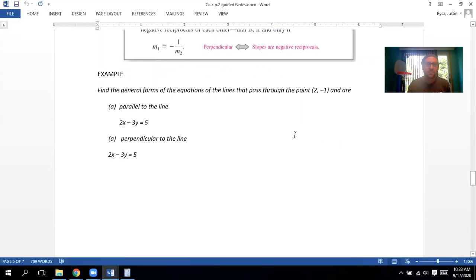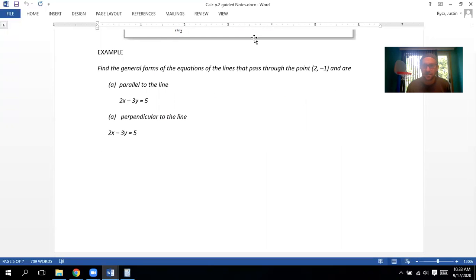Alrighty. So if we had to go through one of these problems, and this is what you will see because it's nice and neat to put it all together like this, we want to find the equation of the line that passes through the point (2, -1), that's parallel to this equation and also perpendicular to that one. We're going to have to split it up. The first thing is to find the slope of this equation, so I'm going to get y by itself. We get -3y = -2x + 5. If I divide by -3, y = 2/3 x - 5/3. So the slope is 2/3.